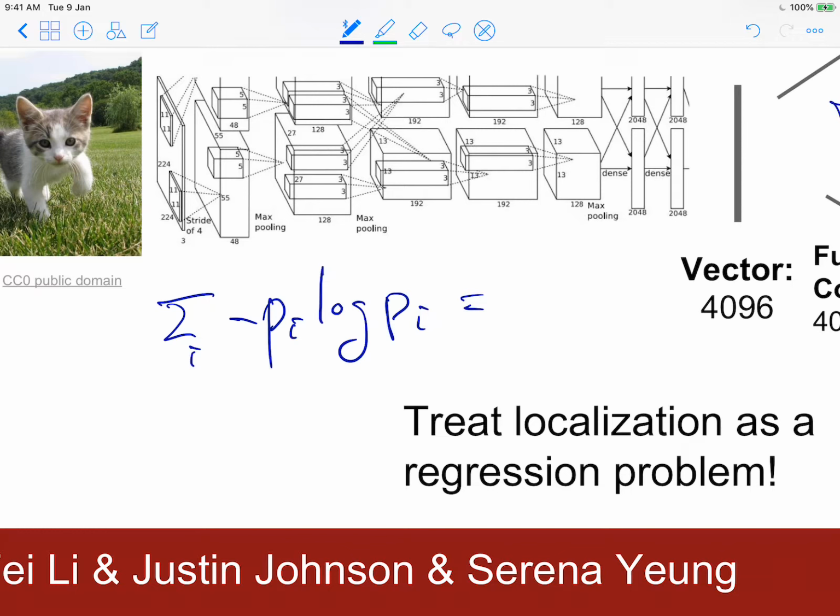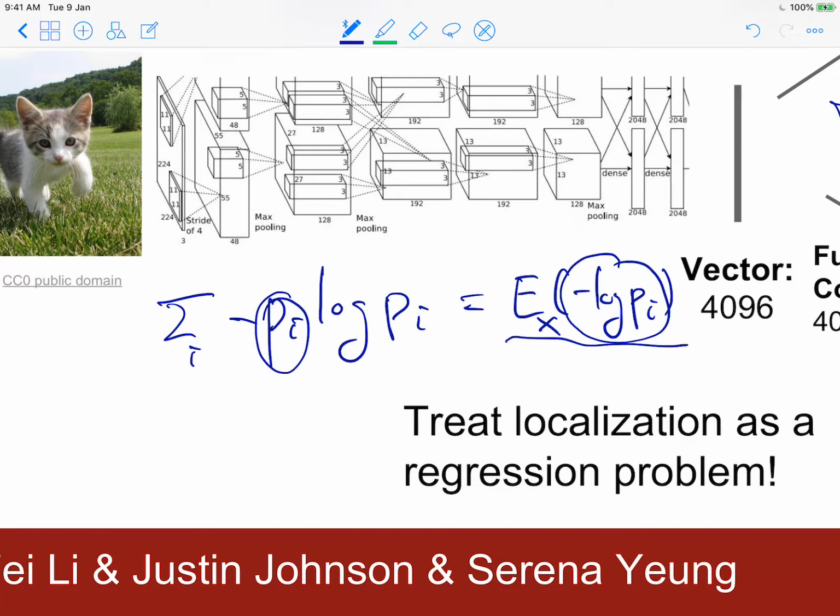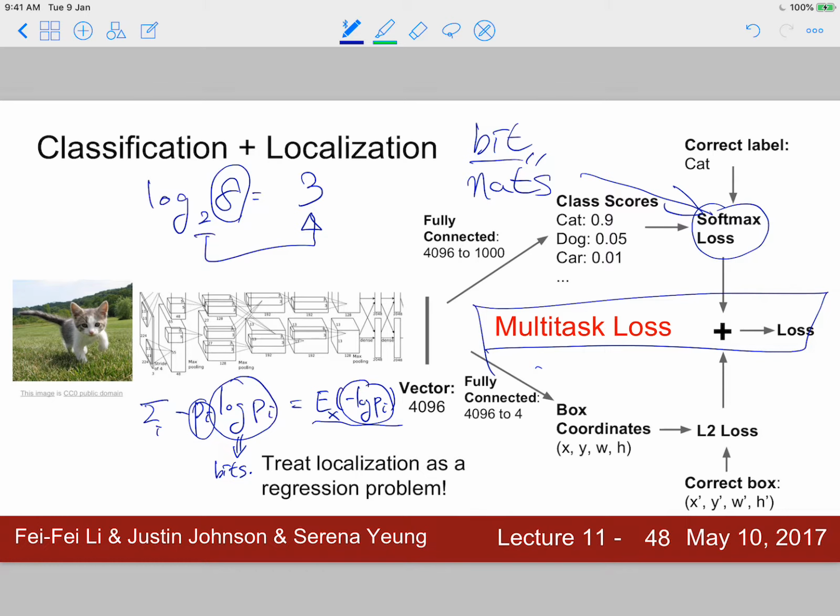It is the expected value of negative log pi, right? Because for this measure we are giving the weight of pi, it can be viewed as the expectation value of this particular function of pi, which is minus log pi. So this can also be viewed as having the unit of bits. Entropy, cross entropy, and the softmax loss all involve this log, so they can be viewed as having the unit of bits.